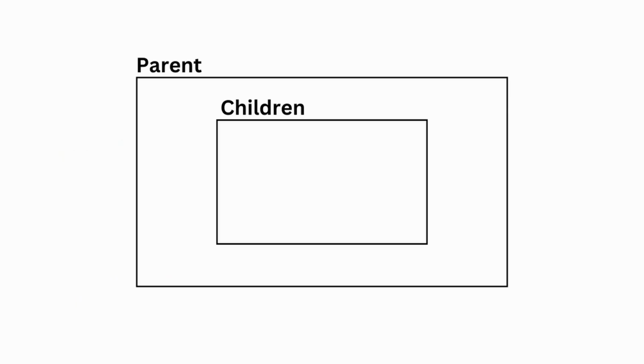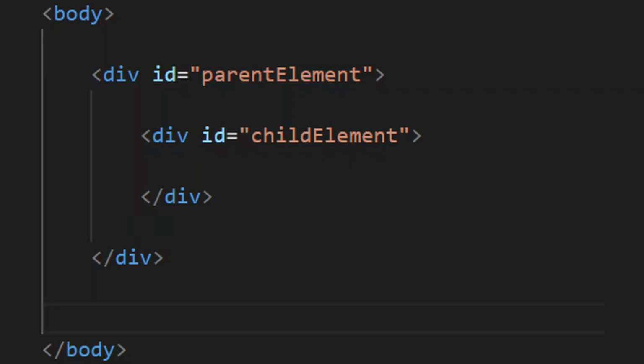A parent-children relationship is established when an element is surrounded by another element. The element being surrounded is the children, whereas the element that is surrounding is the parent. It's like a parent hugging his or her children. In code terms, this relationship can be established by putting one element text inside another element text.